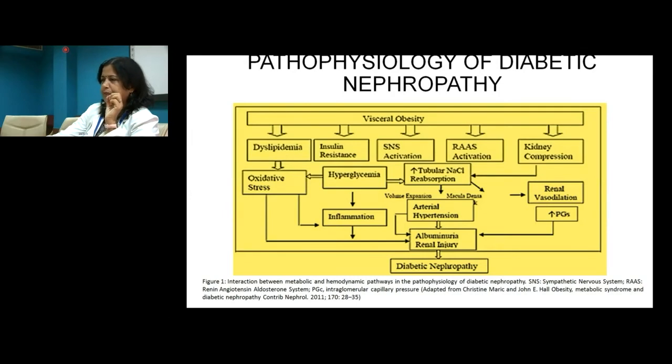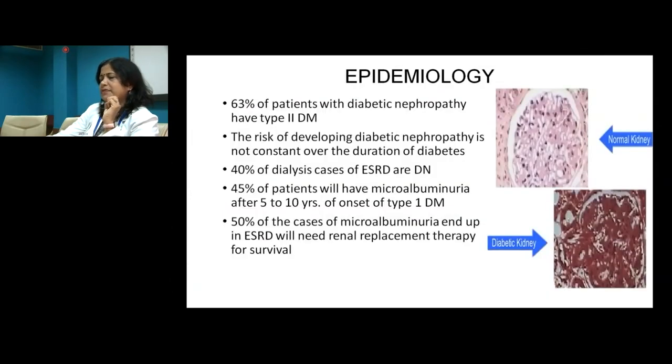Now comes epidemiology. 63% of patients with diabetic nephropathy have type 2 diabetes mellitus. The risk of developing diabetic nephropathy is not constant over the duration of diabetes. 40% of dialysis cases of ESRD are diabetic nephropathy. 45% of patients will have microalbuminuria after 5 to 10 years of onset of type 1 diabetes. 50% of the cases of microalbuminuria end up in ESRD and will need renal replacement therapy for survival. And this is the picture of a normal kidney and a diabetic kidney.